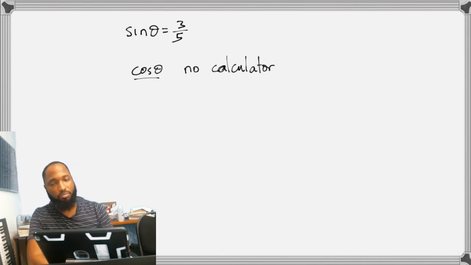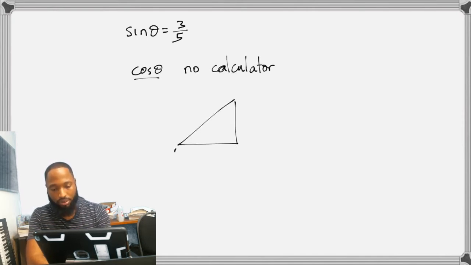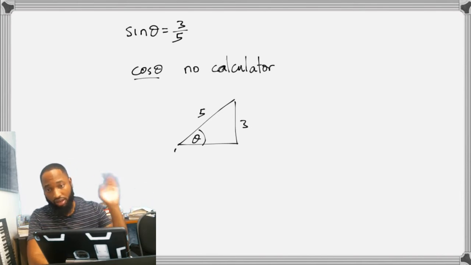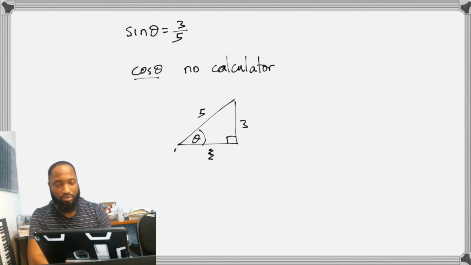What you'll do is not panic. First thing, not panic. You just drop your little triangle one time. You put your theta here like a boss. You realize that this over here will be 3 and this will be 5, opposite over hypotenuse, and you find the missing link there.